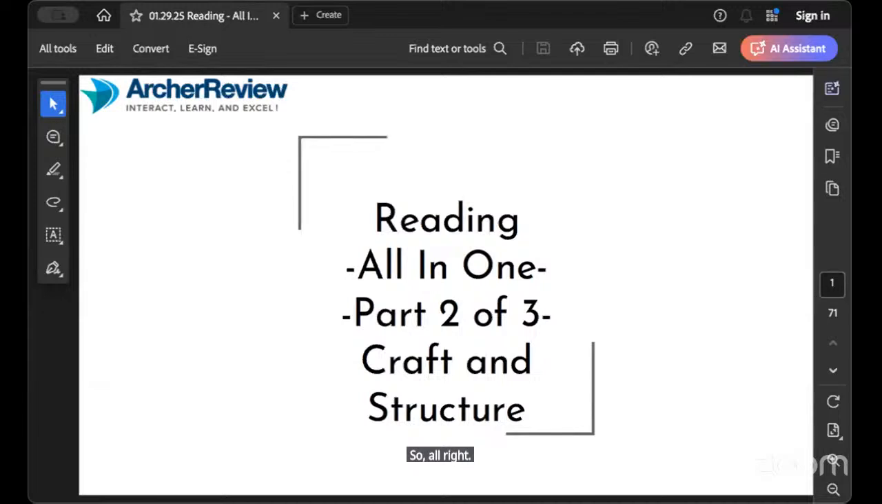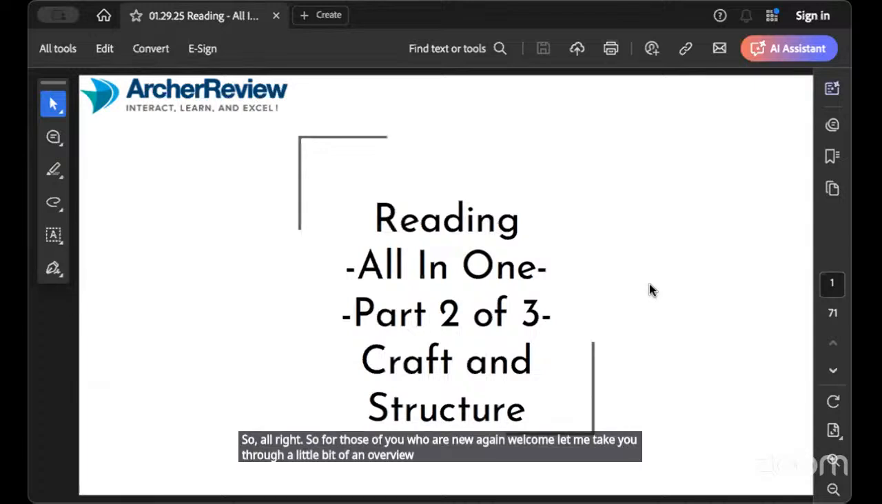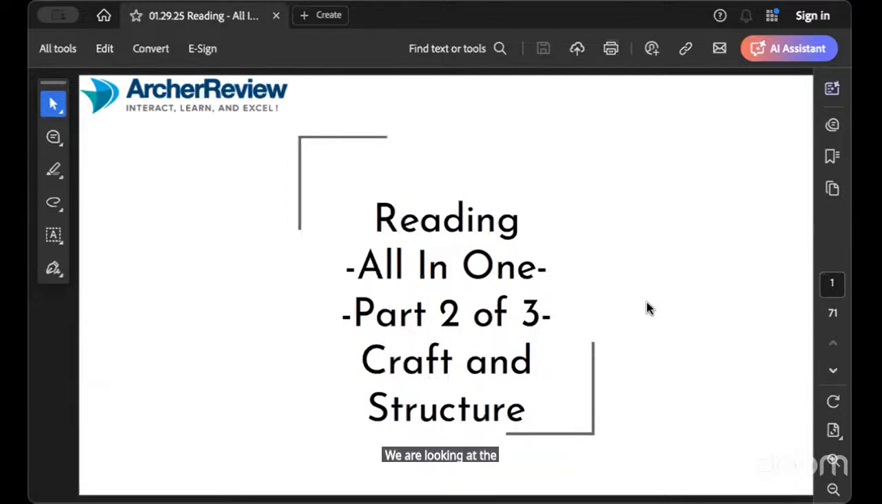For those of you who are new, again, welcome. Let me take you through a little bit of an overview of what this is. Tonight we are looking at the reading portion, the second out of three reading sections, and this one is about craft and structure.